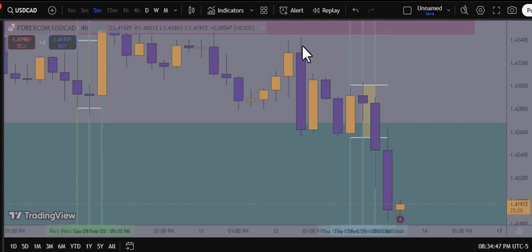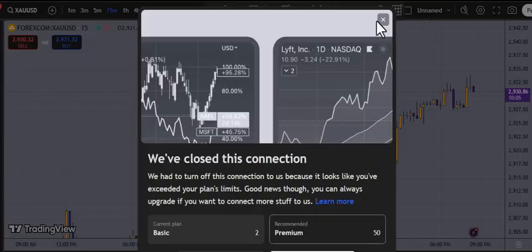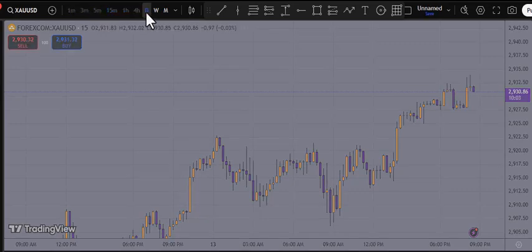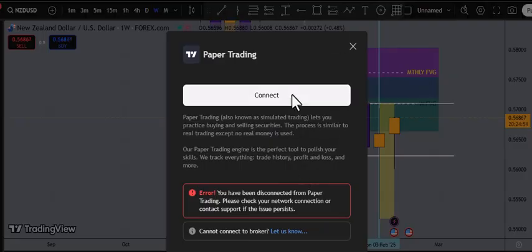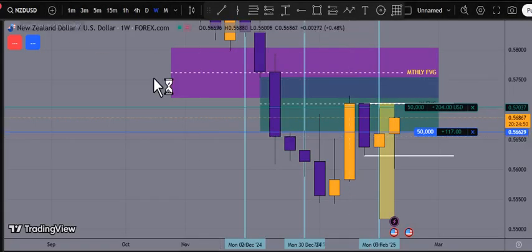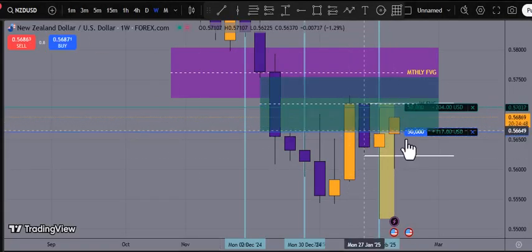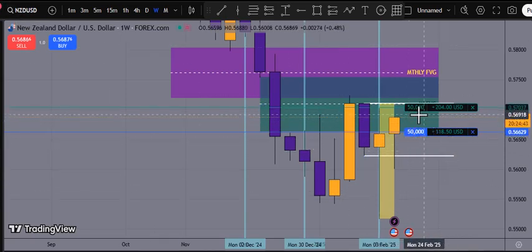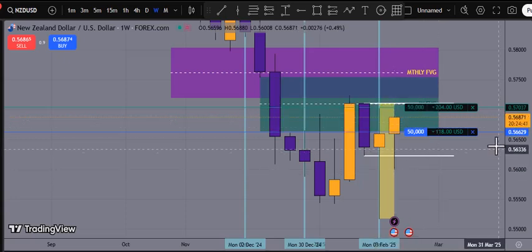Okay, while we are getting ready, I will show you this setup. It formed on gold on the daily, and I'm taking this trade on my challenge account. It also formed on NZD and I'm on this trade. This is a demo trade on TradingView, the paper trading.